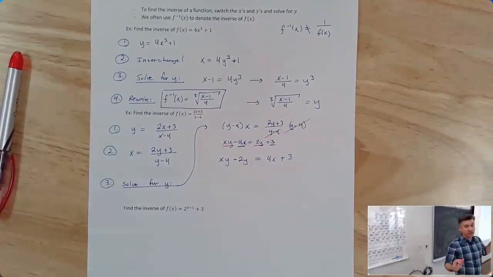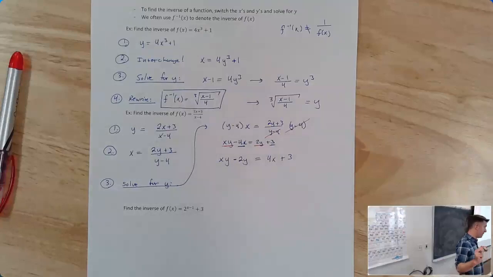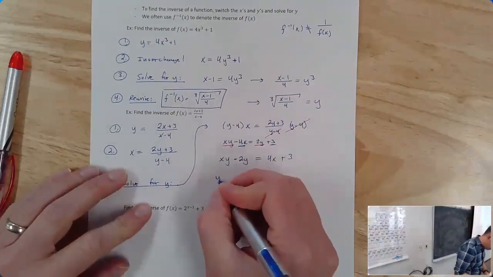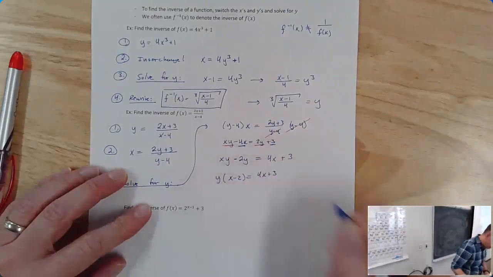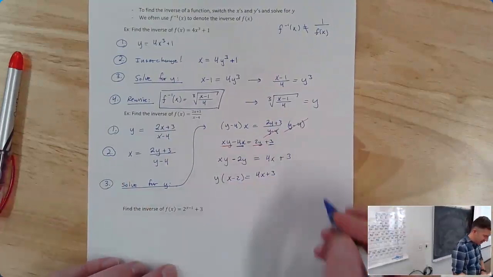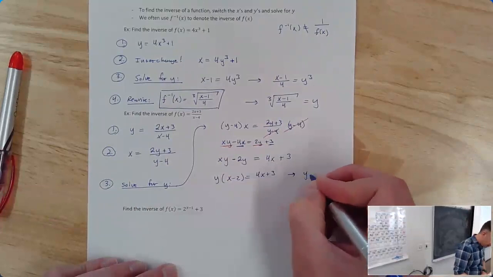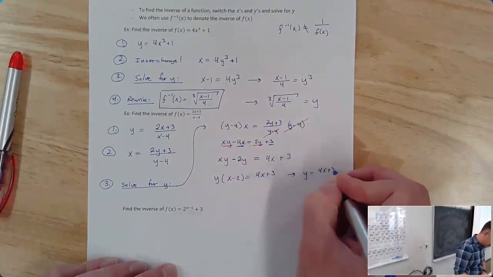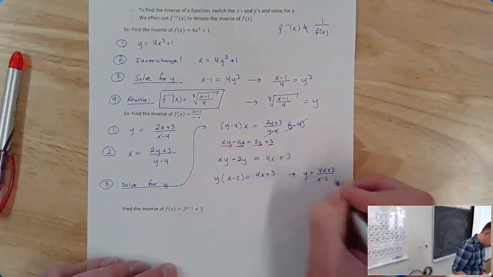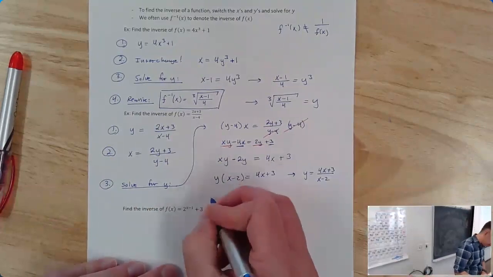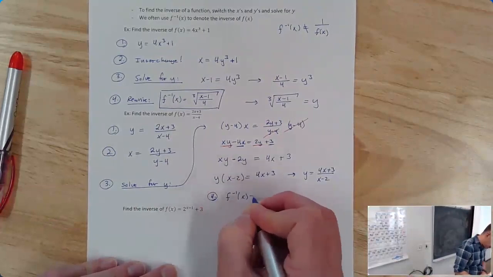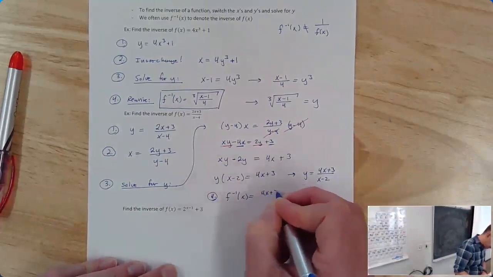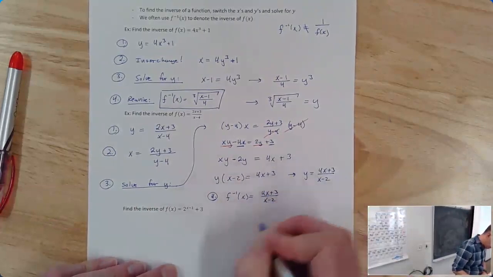Now that we have all the things that have y on one side, we can factor out a y, which is why we did that. So now I've got y times x minus 2 equals 4x plus 3. And finally, I can divide both sides by x minus 2 to get y equal to 4x plus 3 over x minus 2. And so then finally, our inverse function, f inverse of x, would be 4x plus 3 over x minus 2.